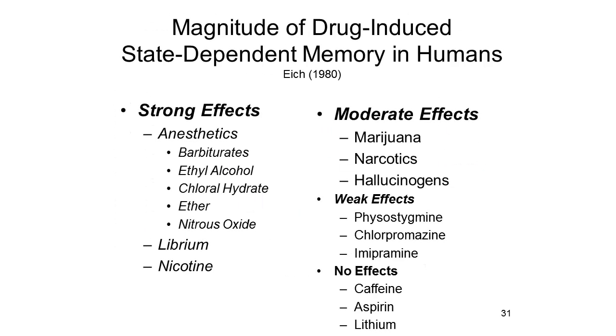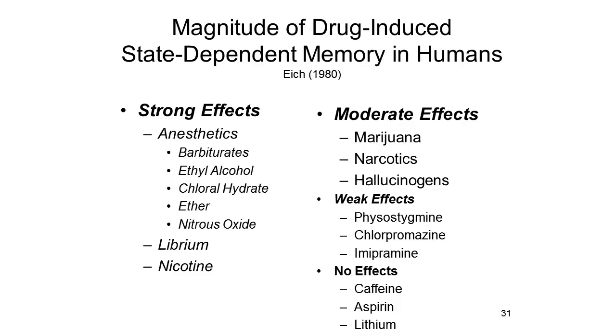These kinds of effects have been documented with a wide variety of psychoactive drugs. Some drugs, like anesthetic agents such as barbiturates or nitrous oxide, give very strong state dependency. Nicotine also gives strong state dependency. Marijuana and other hallucinogens also produce state-dependent memory, though not to quite the same degree. Interestingly, caffeine doesn't produce state-dependent memory, even though nicotine does. One hypothesis about this is that the college students who served as subjects in these kinds of experiments have so much caffeine in their systems that the little bit more added in the laboratory doesn't make any difference.